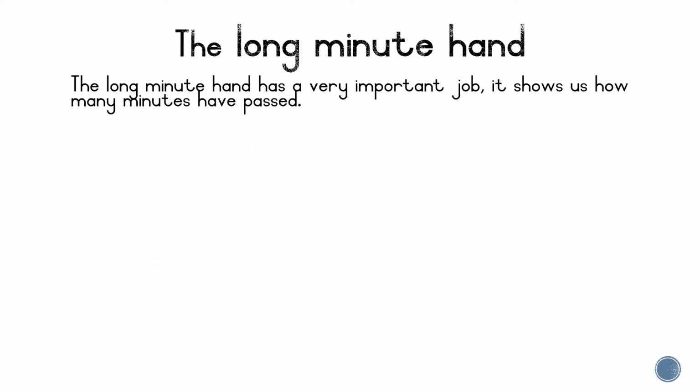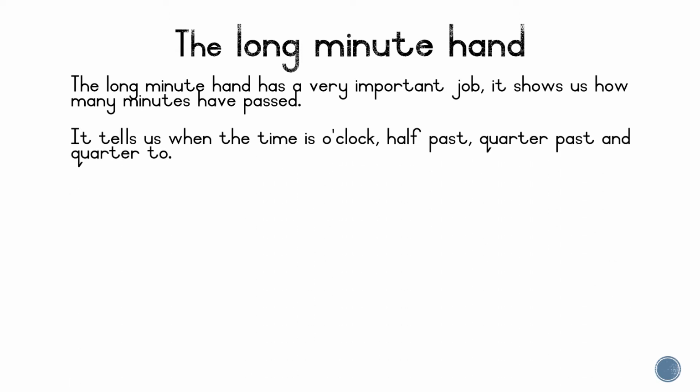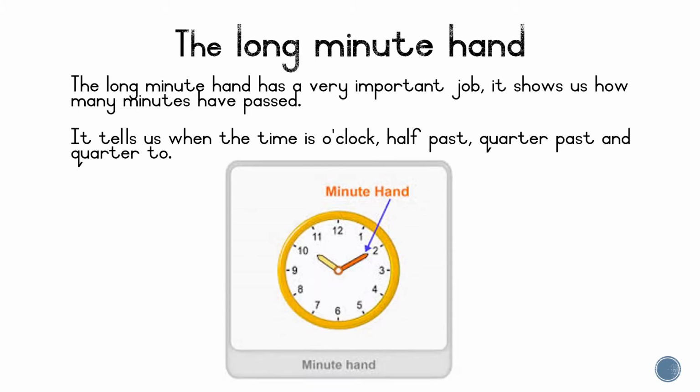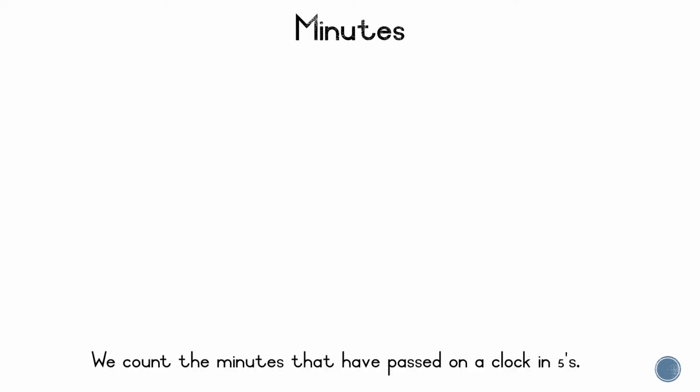The long minute hand has a very important job. It shows us how many minutes have passed. It tells us when the time is o'clock, half past, quarter past, and quarter to. Here we have a clock and it's showing us the minute hand. Minutes. Let's talk a little bit more about minutes.